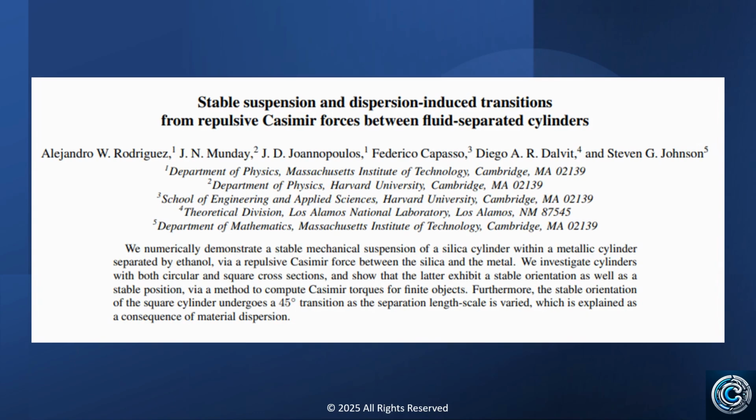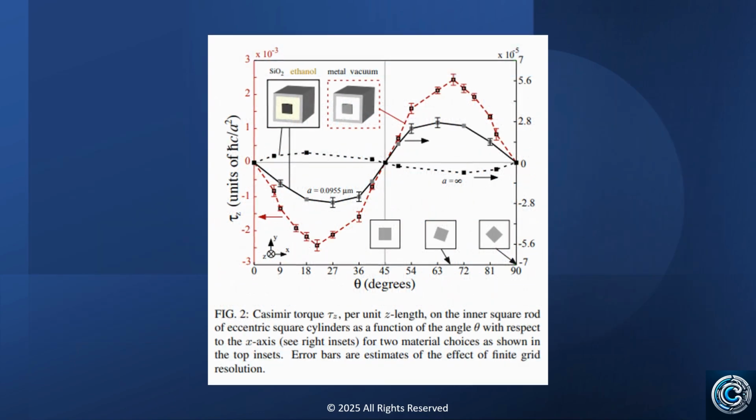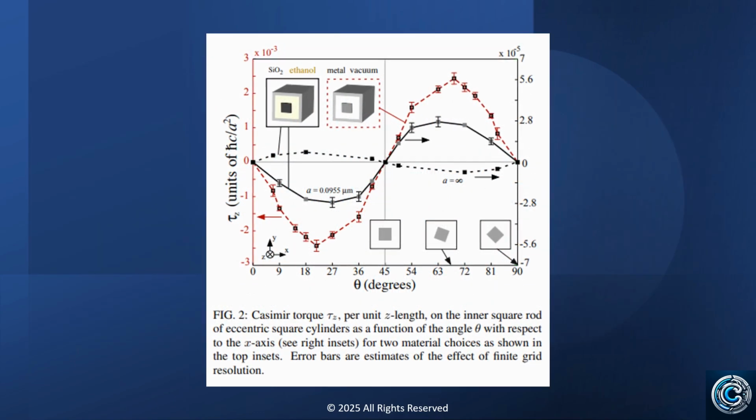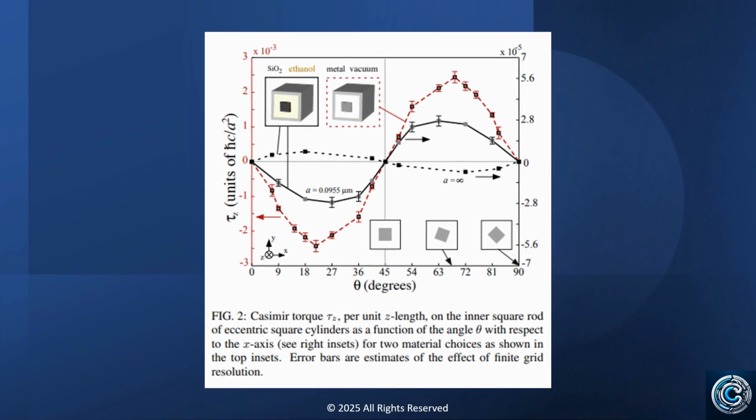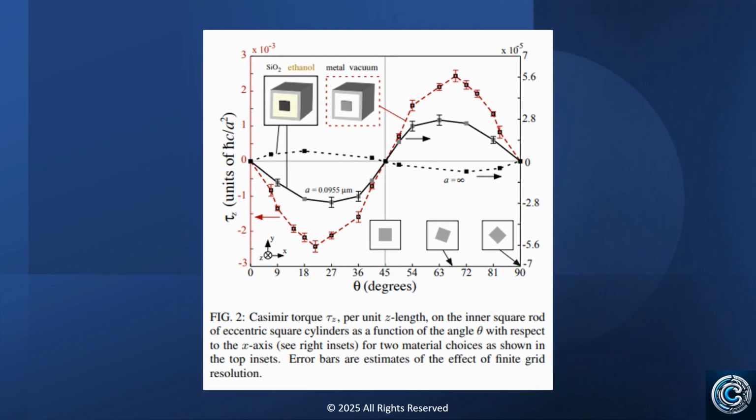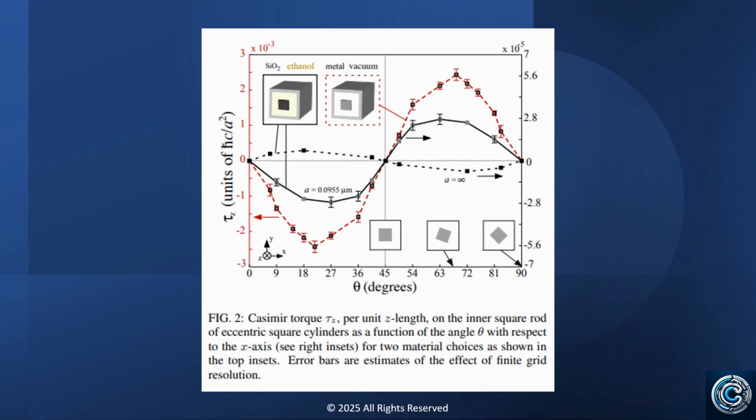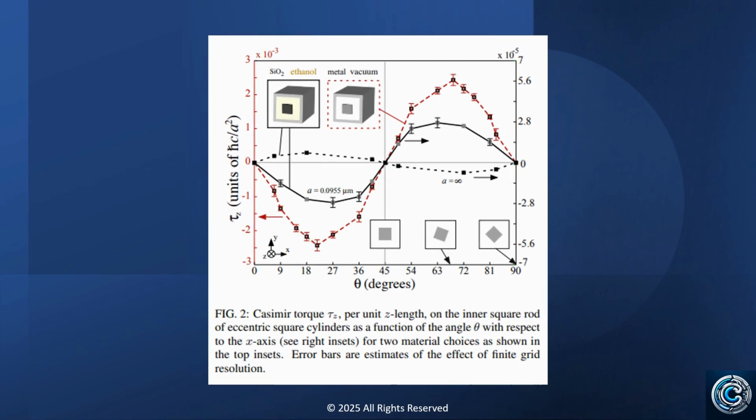This approach considers the material properties of the cylinders and their interaction with the quantum field, offering insight into the magnitude and direction of the resulting torque under various conditions. The study revealed two stable configurations, one at a 0-degree alignment and another at 45 degrees.